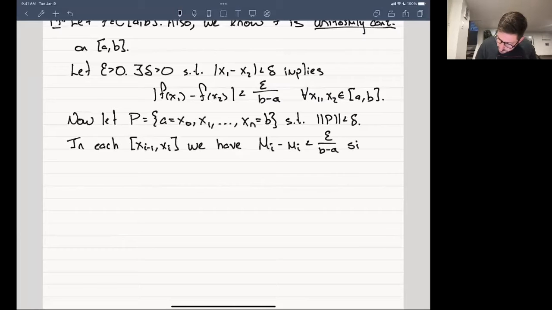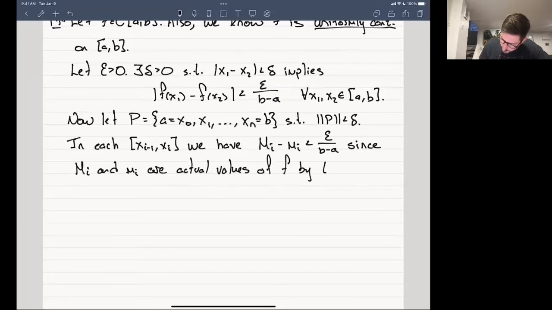And this is since capital Mi and little mi are actual values of f by the extreme value theorem. So EVT, extreme value theorem. Remember, the extreme value theorem says that a continuous function on a closed interval achieves its maximum and minimum values, its sup and its inf. So since I'm restricting to a closed subinterval, x_{i-1} to x_i, that tells me that the max and the min are achieved on this thing, and therefore I actually have this inequality from uniform continuity here.